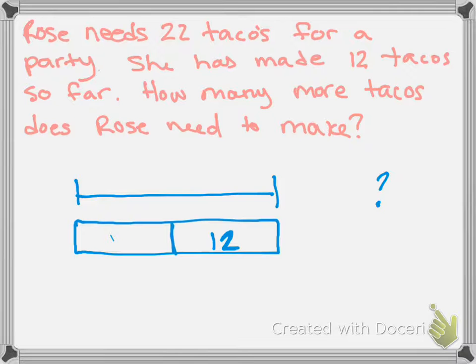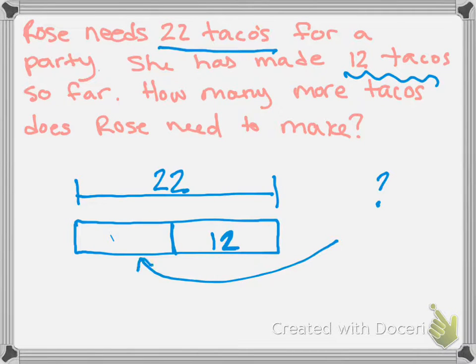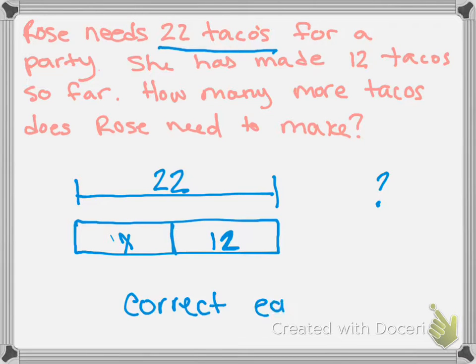All right, well, you should have answered 22 tacos, because we know that she needs to make 22 tacos and she's already made 12. So what goes in this box right here? What goes in this box right here? An X, unknown. We don't know, okay? So this is what your picture should look like so far. Now, I want you to pick the correct equation on the quiz question, the correct equation that goes along with this picture, all right? So go ahead and do that now.